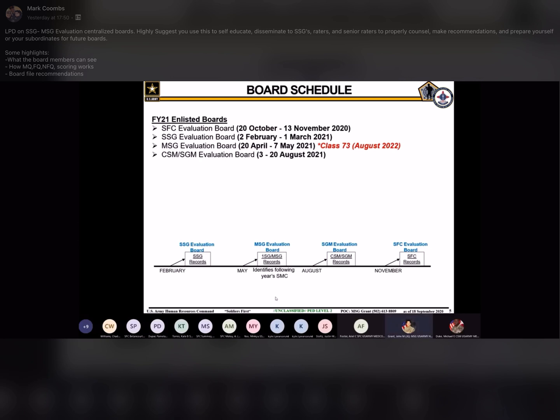And we plan on conducting these boards at the same time frame every year. It may not be the exact same day or the exact same month. It may cross over into a month either before or after, but for the most part, we want to make sure there's one board in every quarter. So we'll hold the Sergeant First Class board one quarter, then the Staff Sergeant, Master Sergeant, and Sergeant Major boards.